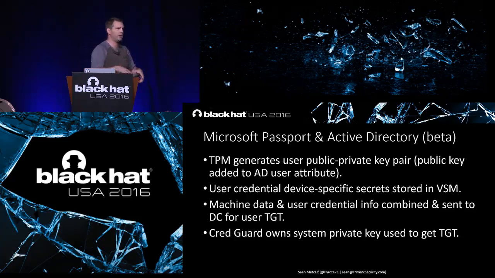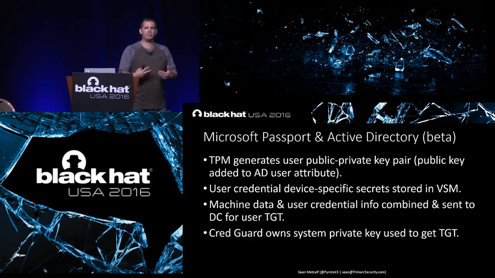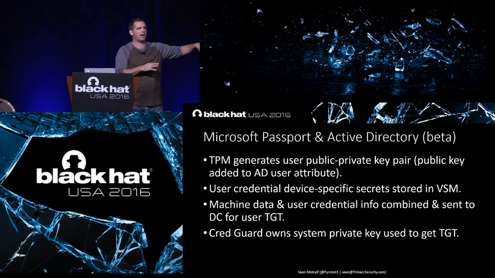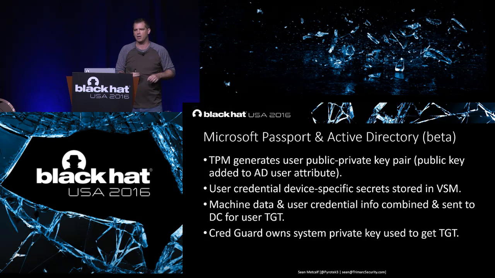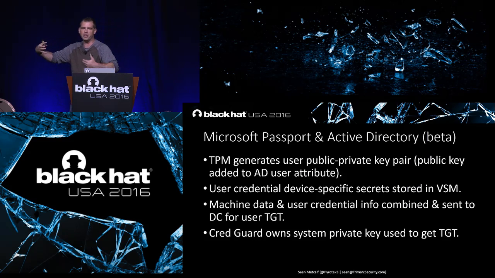When 2016 comes out in September, we'll have a much better idea of how this works, but broad strokes are, on a Windows 10 device, we have a TPM chip that generates the user public-private key pair specific to that device for that user. And the public key is added to the user's attribute in Active Directory. The user's device-specific secrets associated with that credential are stored in VSM, the secure world, that lockbox in Windows 10 where even if you compromise Windows 10's kernel, you can't easily get access to it. And the machine data and the user credential information are combined and sent to the domain controller for the user's TGT, that ticket granting ticket or authentication ticket.